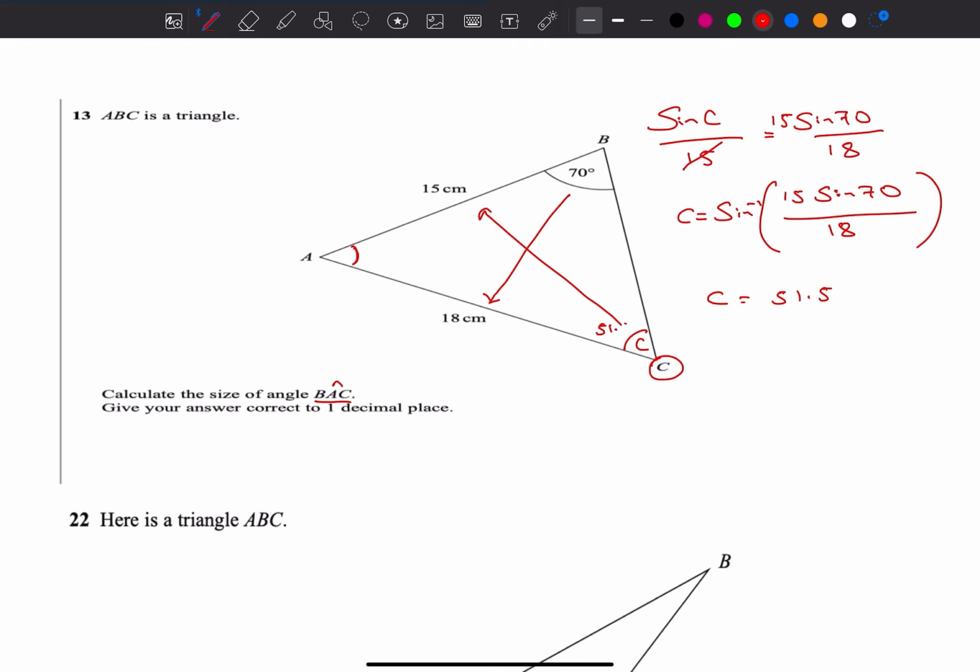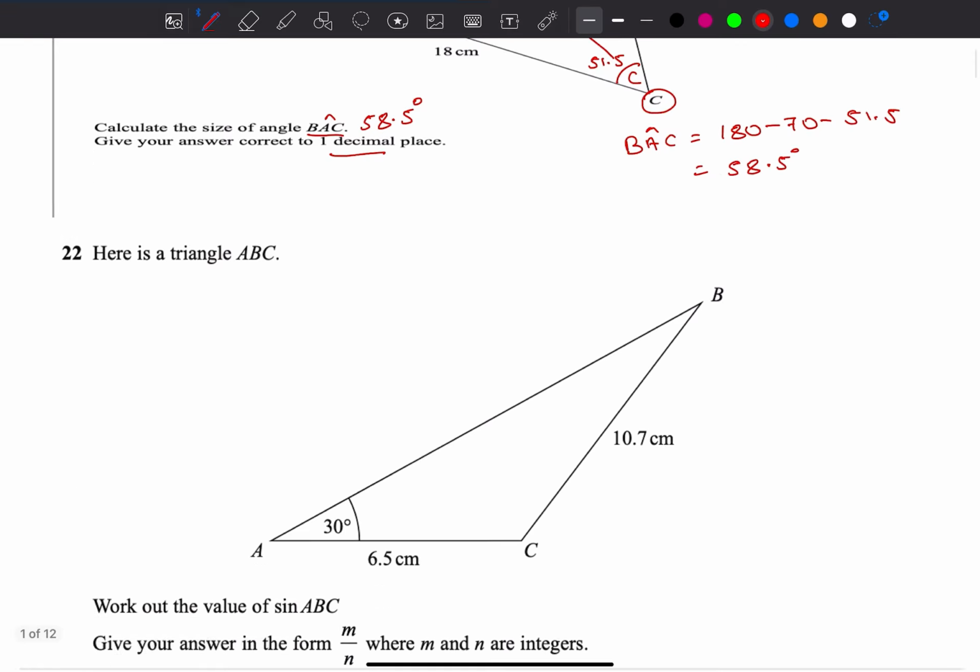So that's 51.5. So your angle BAC, which is left over, is just 180 minus, isn't it? 180 minus that 70 minus the 51.5, which gives you 58.5. Okay, so that angle was 58.5 degrees, 58.5 degrees to 1 decimal place. Next one.